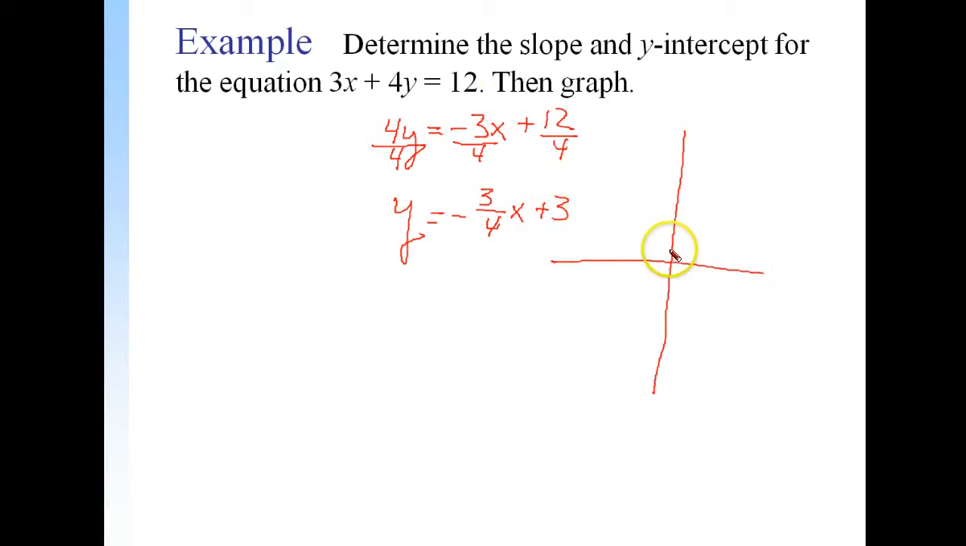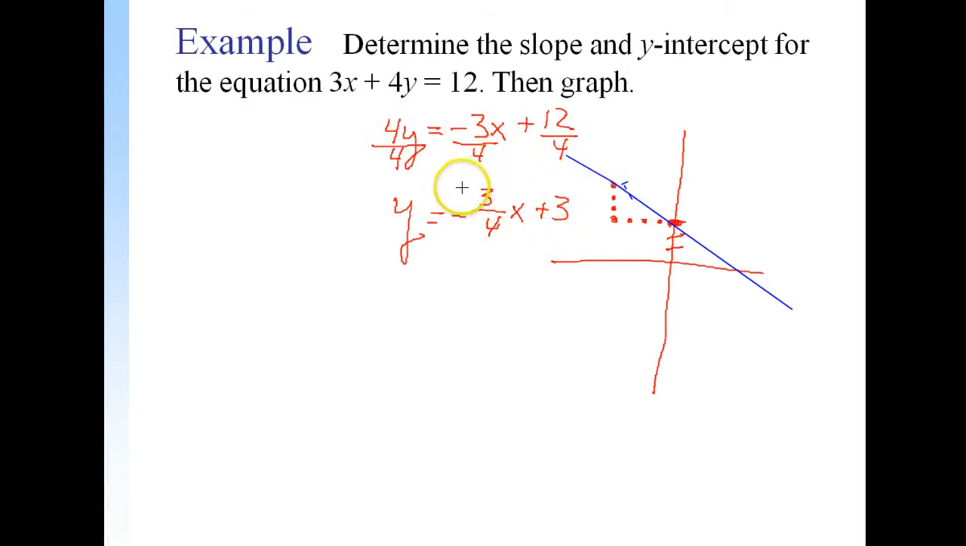Now to sketch it, positive 3, 1, 2, 3, a dot there. Now notice it's negative, so I'm going to do my run of 4 to the left. 1, 2, 3, 4. Now I do my rise, 1, 2, 3, and there's my graph. Okay? So again, when it's in standard form, you have to solve for a positive y, transpose that, changes its sign, divide each term by 4, and you then get it.